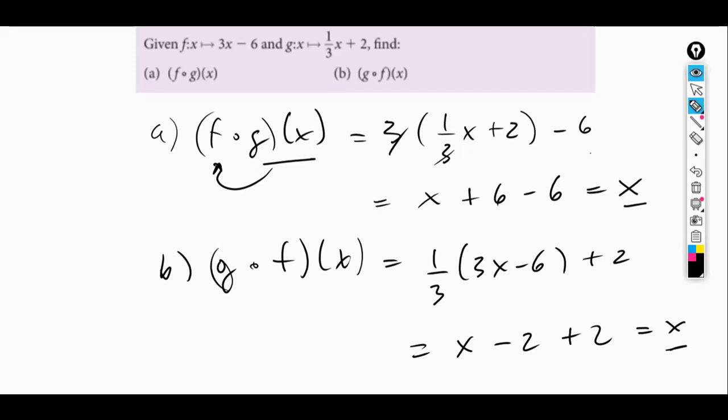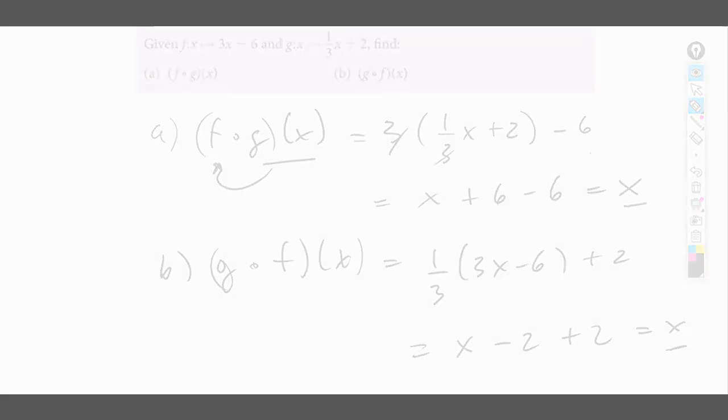Why is it that g of f of x equals f of g of x, and they both equal x? Well, the reason for that is that this is actually a test for something that is called inverse functions. That means that f and g are the inverse to each other, and when that is the case, doing the composition of g of f of x and f of g of x and getting the result of x in both cases is a proof that they are the inverse of each other.